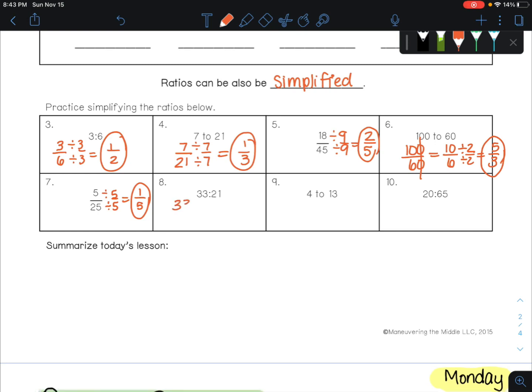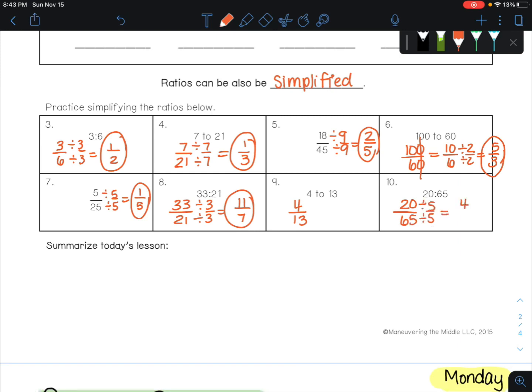33 to 21. Write it as a fraction. Let's try 3. So I'm going to get 11 over 7. 11 to 7 is my ratio. 4 to 13. That one's actually already simplified. And then 20 to 65. We can try 5.